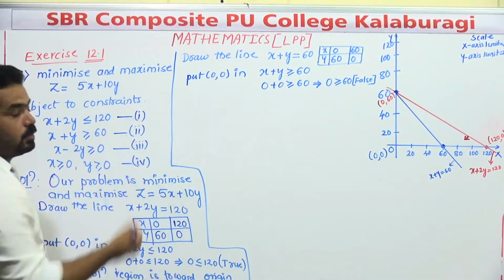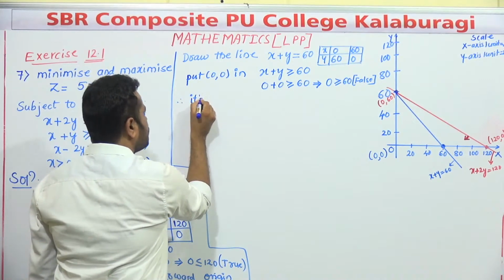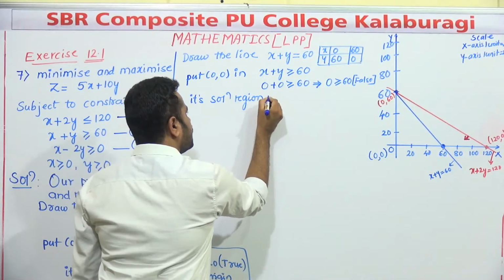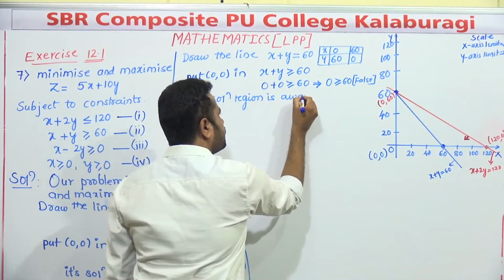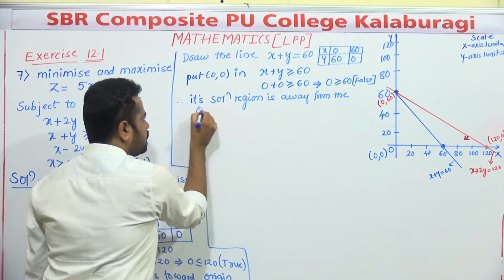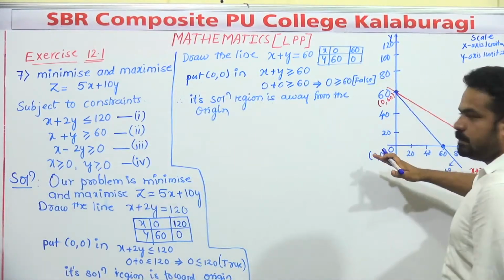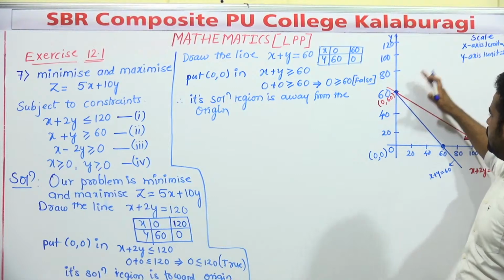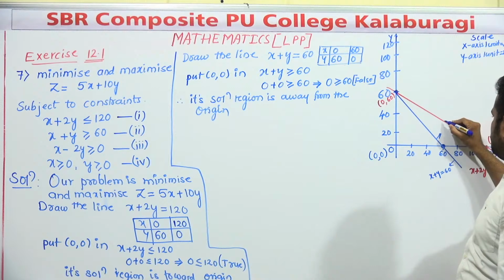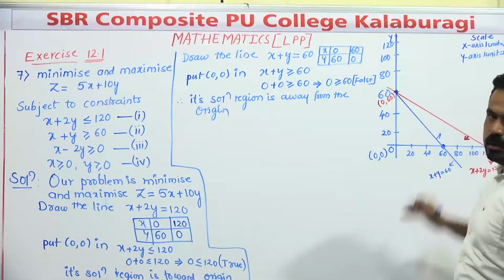Therefore, 0 is also not equal to 60. Therefore, its solution region is away from the origin. Away from the origin means its solution region is in this side, above this blue line. Okay, its solution region we get like here. Its red solution region is towards the origin and blue is away from the origin.